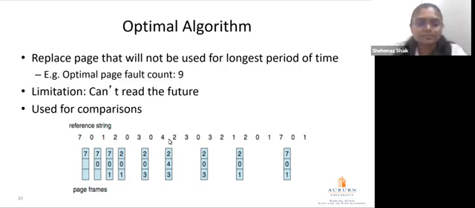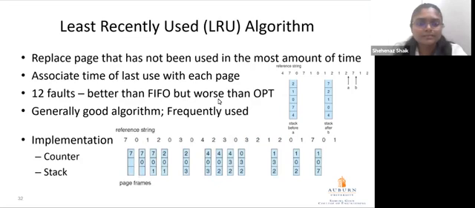And an approximation of the optimal algorithm is the least recently used approach, where instead of expecting the process to provide future page reference information, we should be able to approximate that information by using the historical page accesses by the same process.